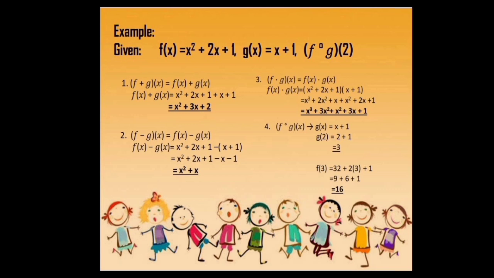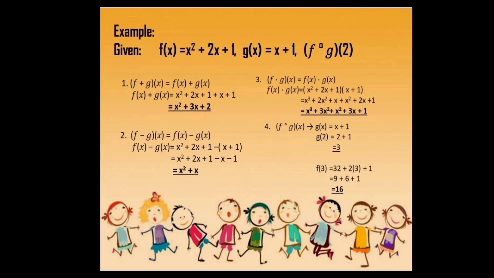So, number 1, the operation that can be used is the addition. So, we have the formula of addition, which is (f + g)(x) equals f(x) plus g(x). So, f(x) plus g(x) equals x squared plus 2x plus 1, add the g(x), x plus 1. So, the answer is x squared plus 3x plus 2.